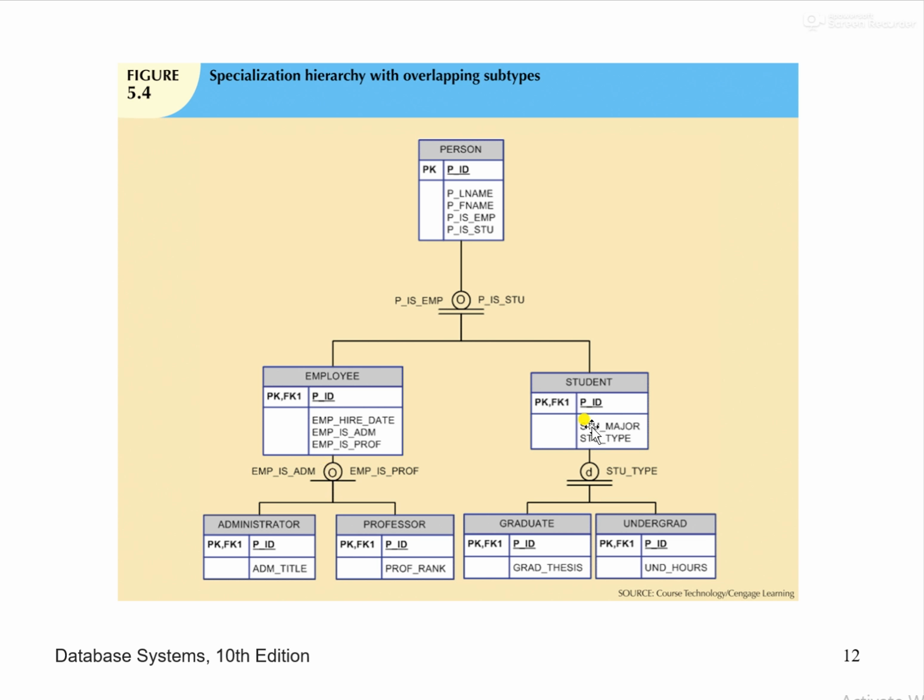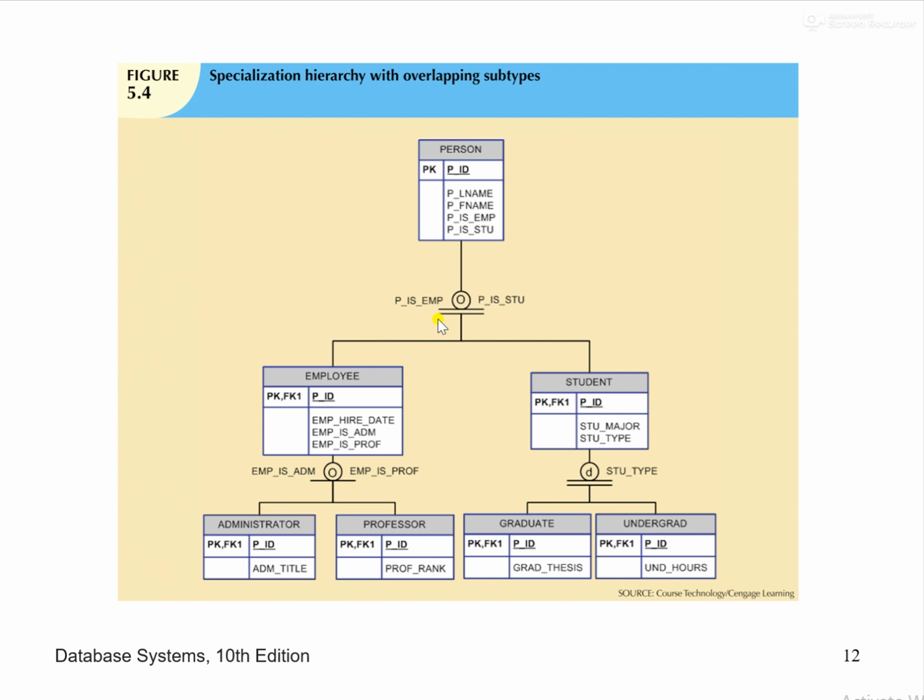But here you can see that between student and the subtypes graduate and undergraduate, we have a disjoint or non-overlapping subtype, because a student at a particular time can either be a graduate student or an undergraduate student, but he cannot be at the same time both graduate and undergraduate student. So they have this disjoint subtype.